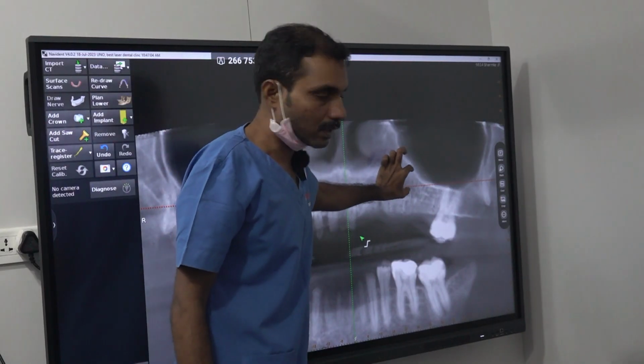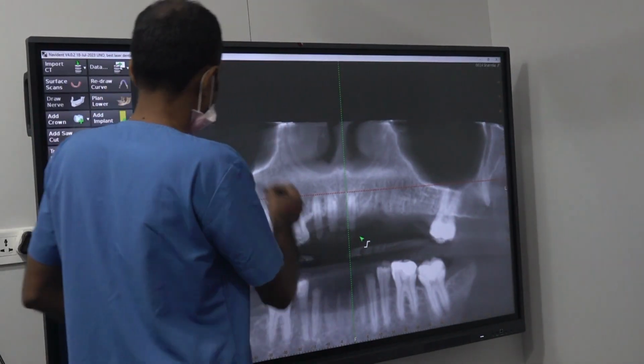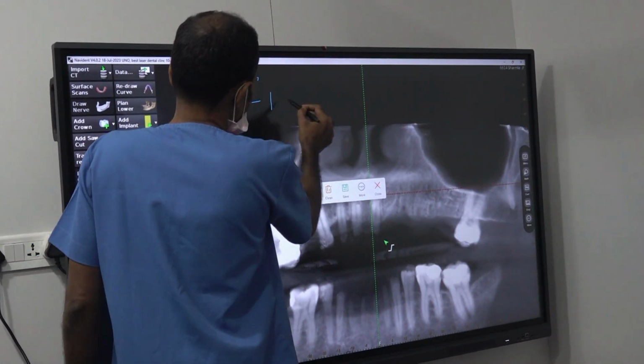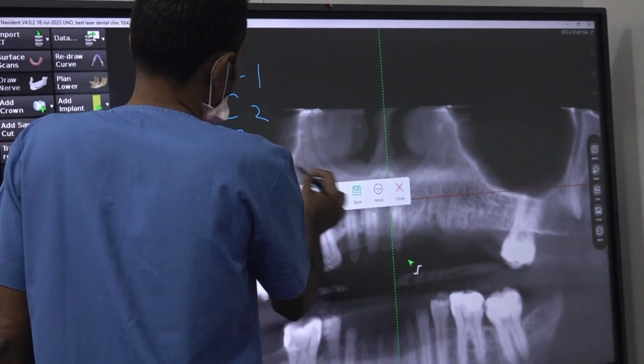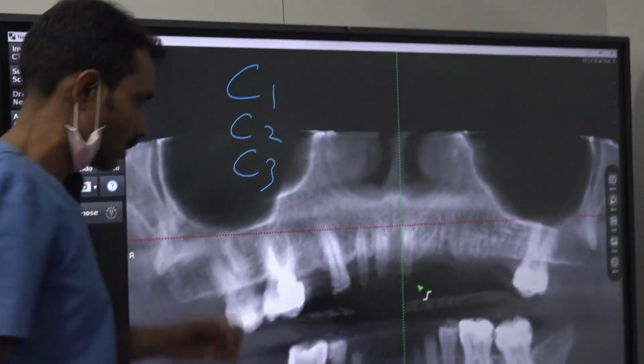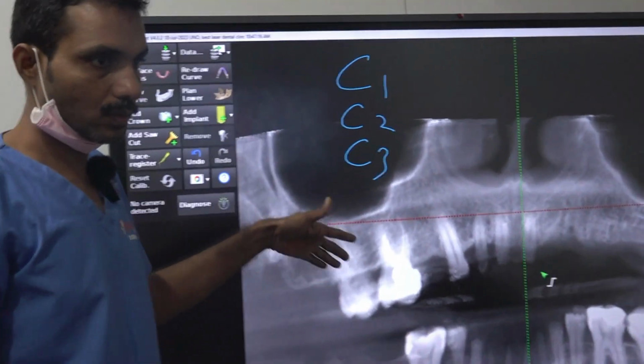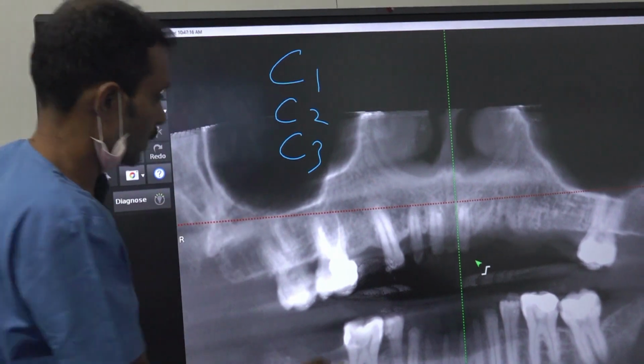That is the cortical bone. Okay. So there is one nomenclature called C1, C2, C3. So what is C1 and C2? There is one good article in Google itself. You can find it out.